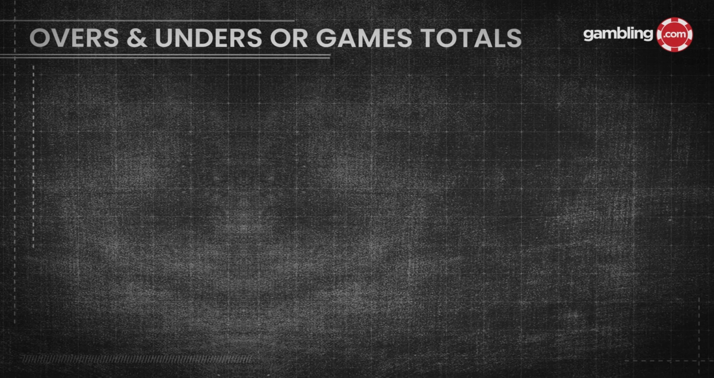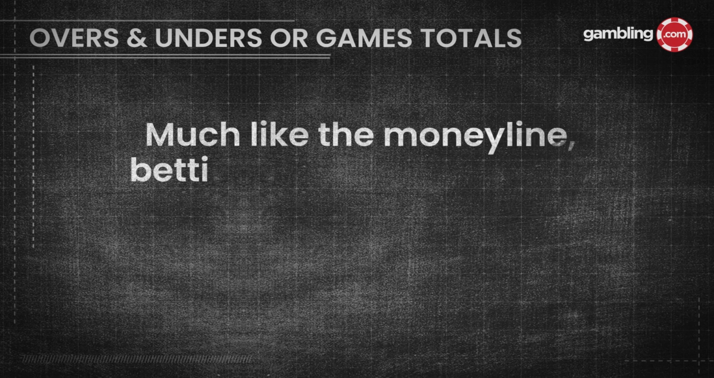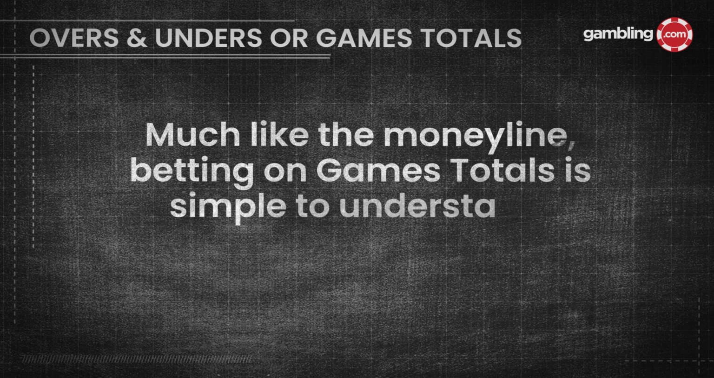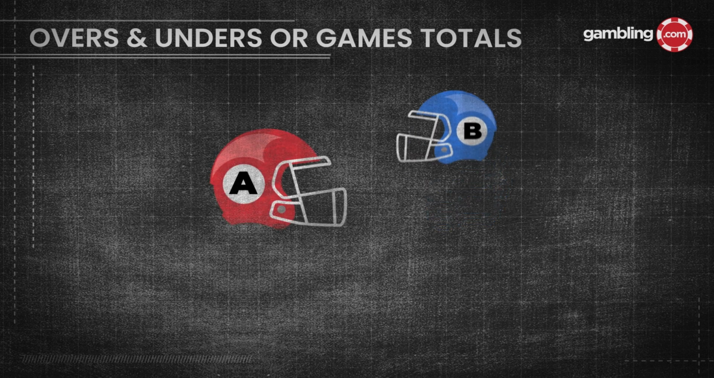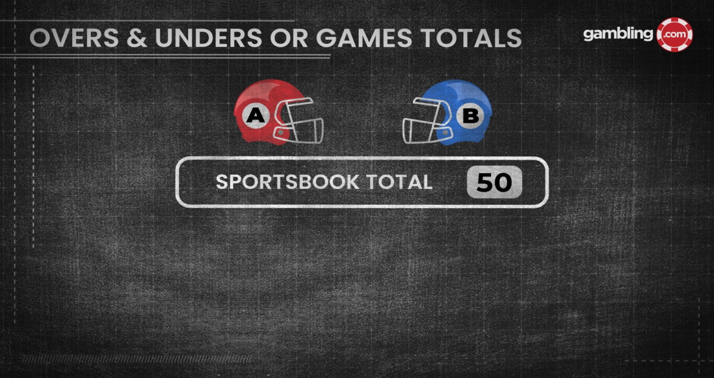Overs and unders, known as game totals. Much like moneyline bets, gambling on game totals is a recommended way for bettors to start wagering on the NFL. A sportsbook sets the game total based on the number of points expected to be scored by the end of a particular game. The bettor can place a wager for the total points to either go over the book's game total or under the book's game total.